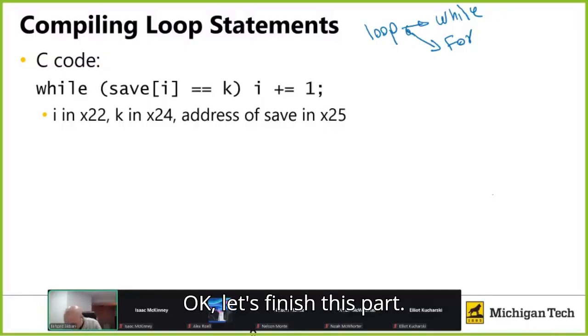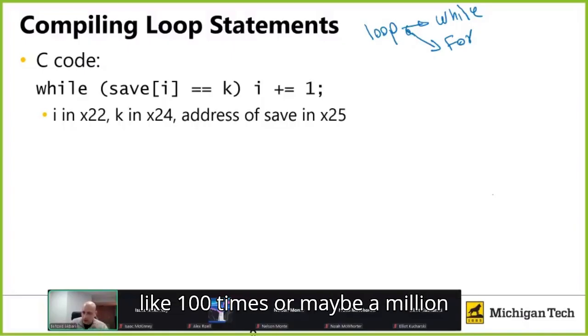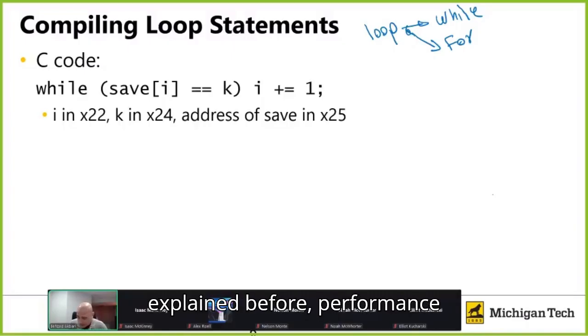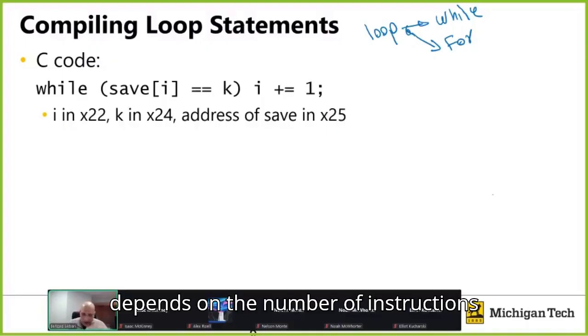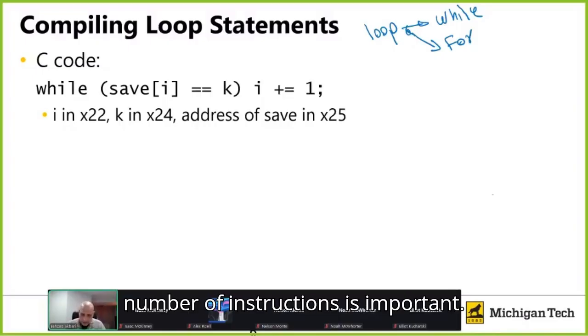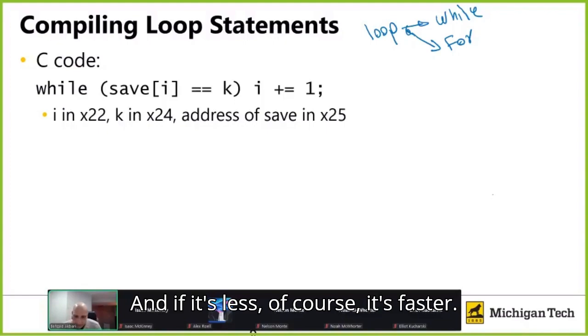Okay. Let's finish this part, and that is very important in loops. Even in a loop that is repeating 100 times or maybe 1,000,000 times, one instruction is important. One instruction can change performance a lot, because as we explained before, performance depends on the number of instructions that get executed. This number of instructions is important, and if it's less, of course, it's faster.